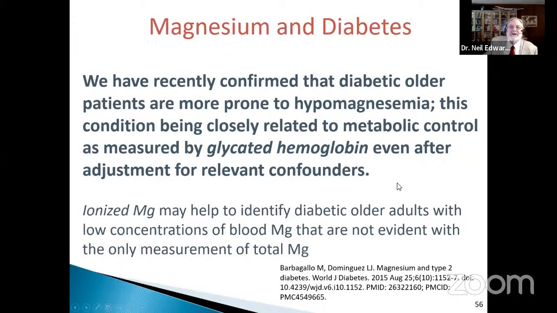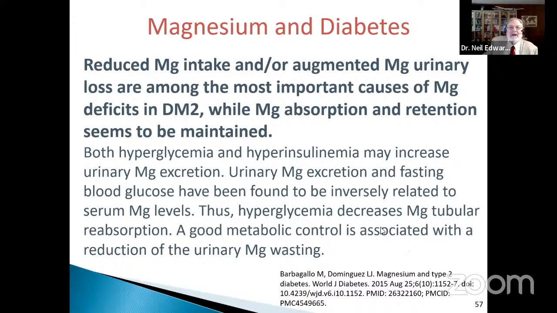Diabetic older patients are more prone to have low magnesium levels. Measuring glycated hemoglobin might be a better measurement for them, the ionized magnesium. And these are the most important factors of magnesium deficits in type 2 diabetes, that diabetics are excreting more as well as not getting enough orally.